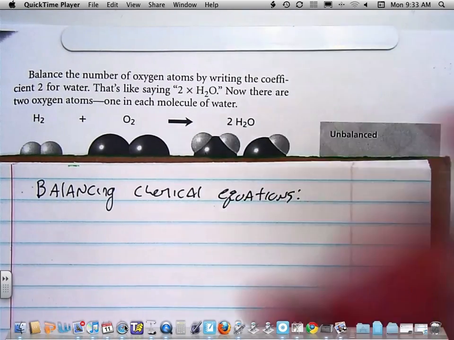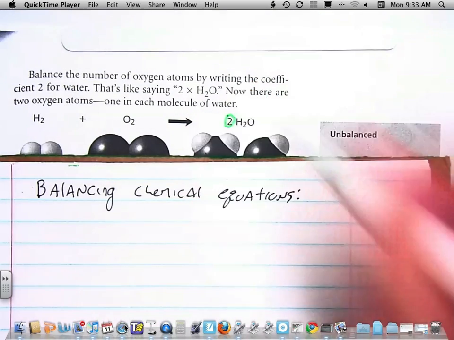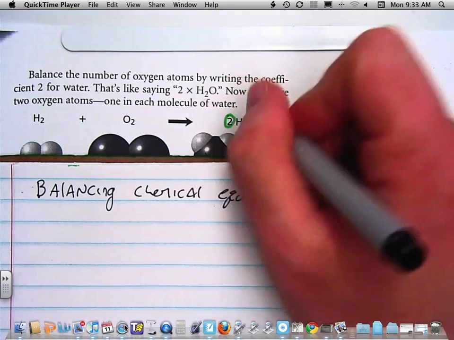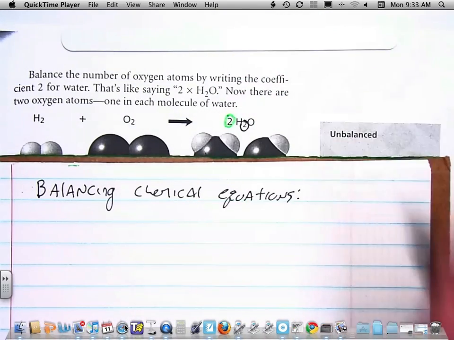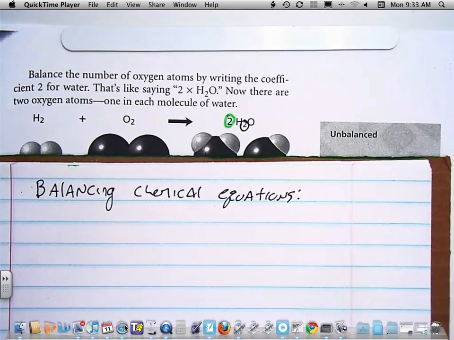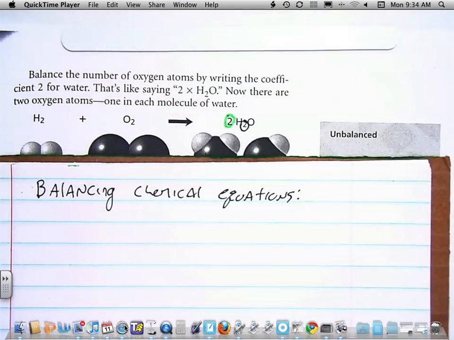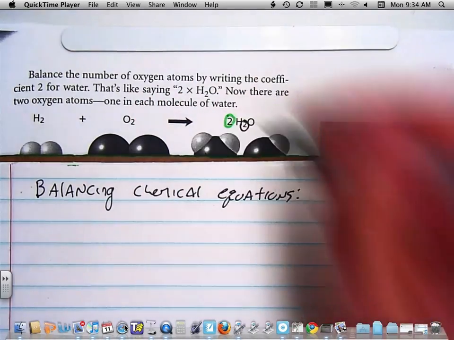I'm going to circle the coefficient right here. You'll notice that the coefficient is not the subscript. The subscript is the little one here. Sub means under or little. Script means writing. So subscript is always a little writing underneath. Coefficient goes right before the molecule.